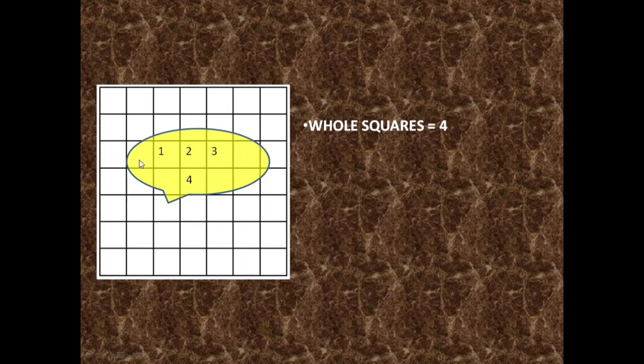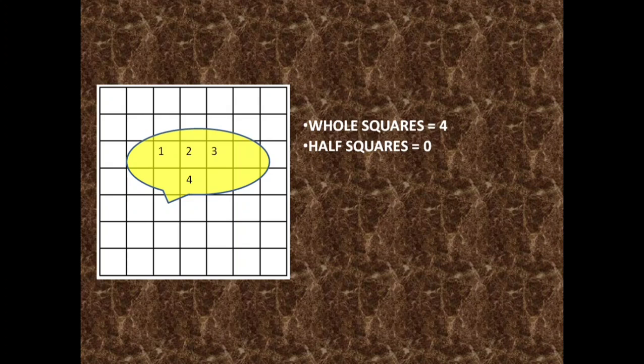This is more than half. This is again less than half. This is more than half, more than half, more than half. These two are less than half. So there is no exactly half square here. So we have written 0.